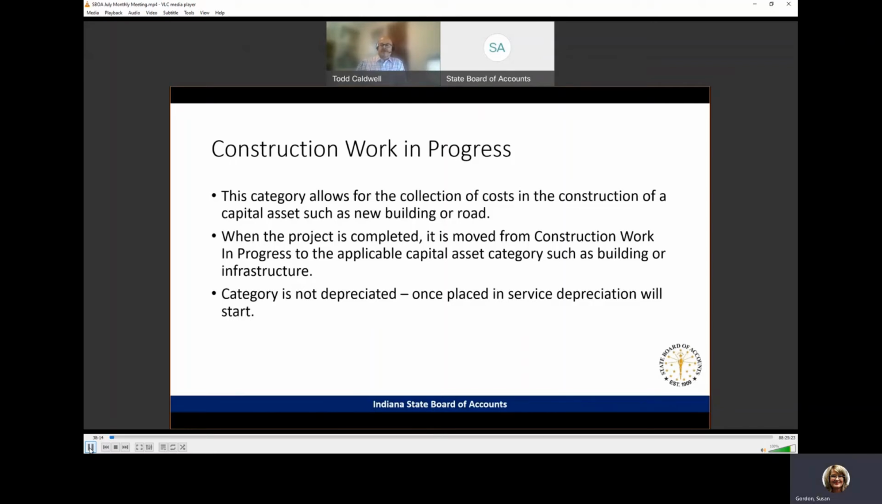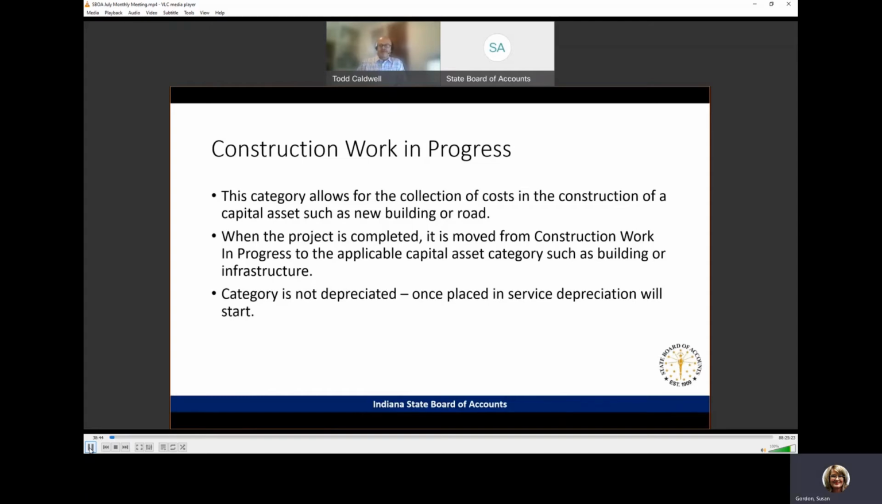The accumulated costs are held in this construction work in progress category until the project is completed and placed into service. At that point, the accumulated costs are then transferred to the appropriate category of assets. So you'll move them out of construction in progress, and you're going to move the appropriate cost to infrastructure or building or whatever the case may be. And then from that point on, depreciation will start to accumulate.